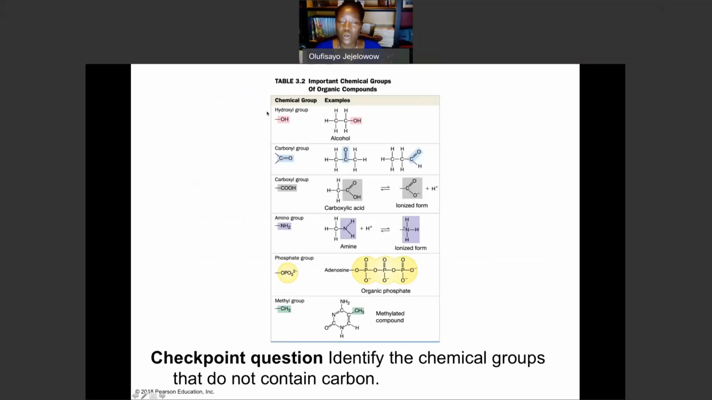So the hydroxyl group is found in, for example, alcohol. It is the OH group. It definitely has affinity for water. So it's hydrophilic, it's water loving. So it would mix and it would dissolve into solution in water.